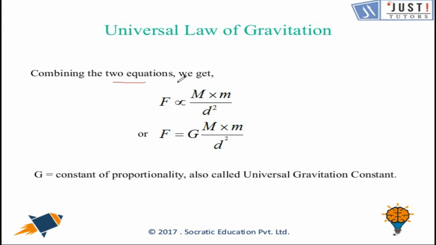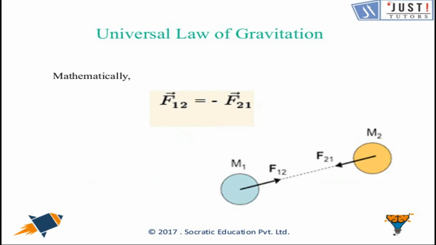Combining the two equations, we get F is proportional to M into small m over d square. To remove this proportionality sign, we use a constant capital G, which is known as constant of proportionality, and it is also called universal gravitation constant. We have to use this formula in many questions in many situations, so do remember this.